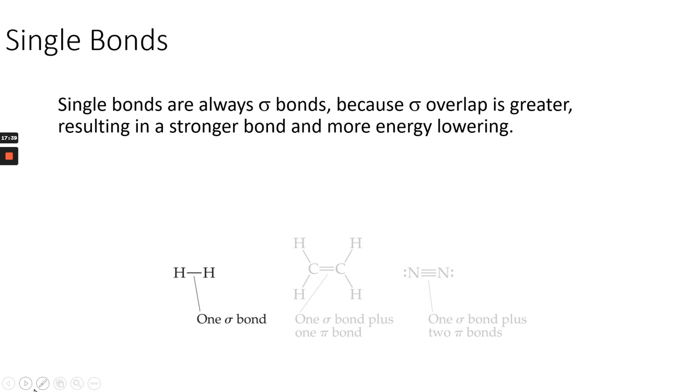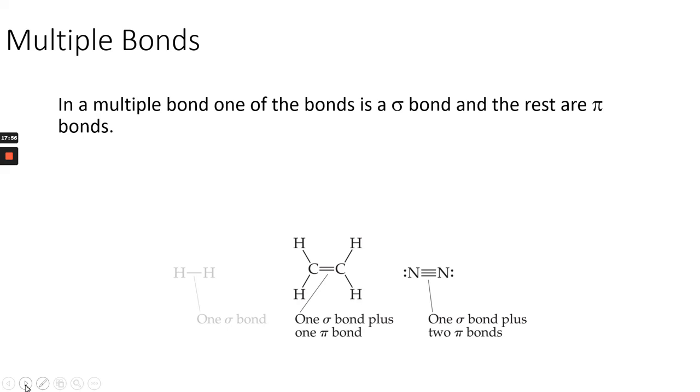So remember, single bonds are always sigma bonds because sigma overlap is greater and it's resulting in a stronger bond and more energy lowering. So your first bond is always going to be a sigma bond. In multiple bonds, one of the bonds is a sigma and the rest are pi. So in this case, you have a sigma and a pi. Here you have 2 pi and 1 sigma.